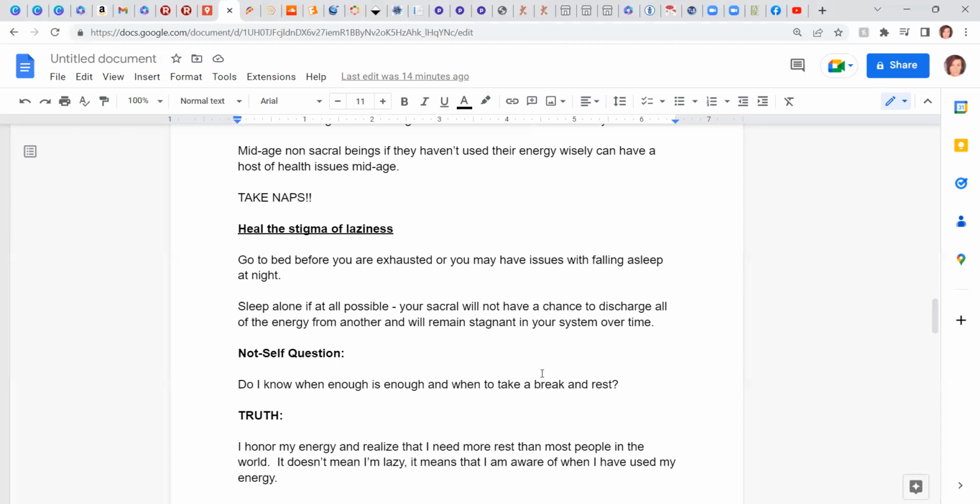But it has worked out to be a really wonderful thing for non-sacral beings, because your sacral is not going to have a chance to clear itself from the energy of another if you're sleeping with a generator, and you're never going to be in your own energy ever. You're never going to know what it's like to be a projector.